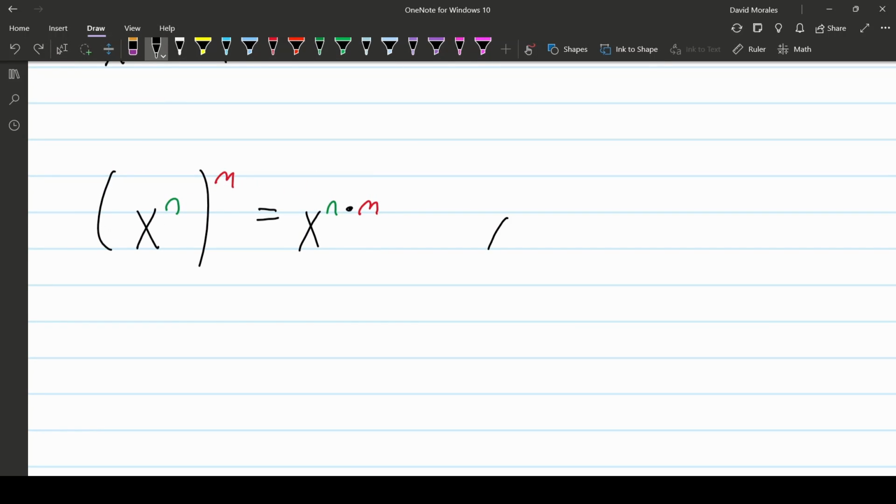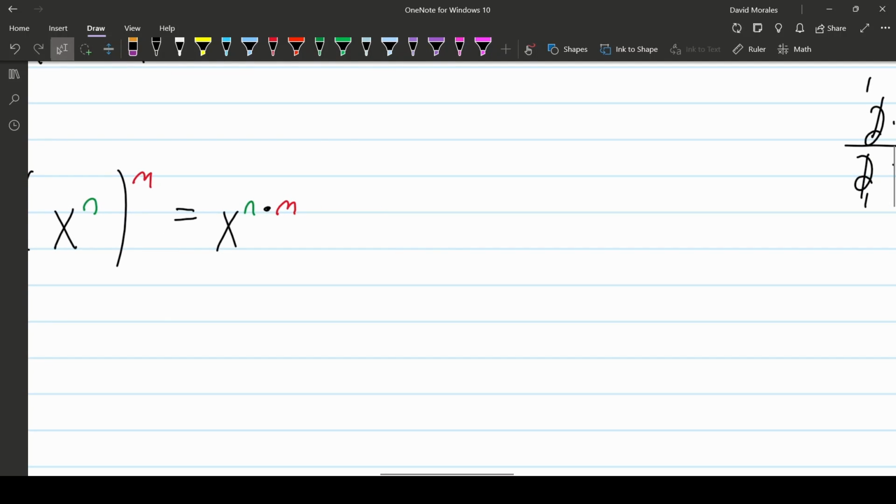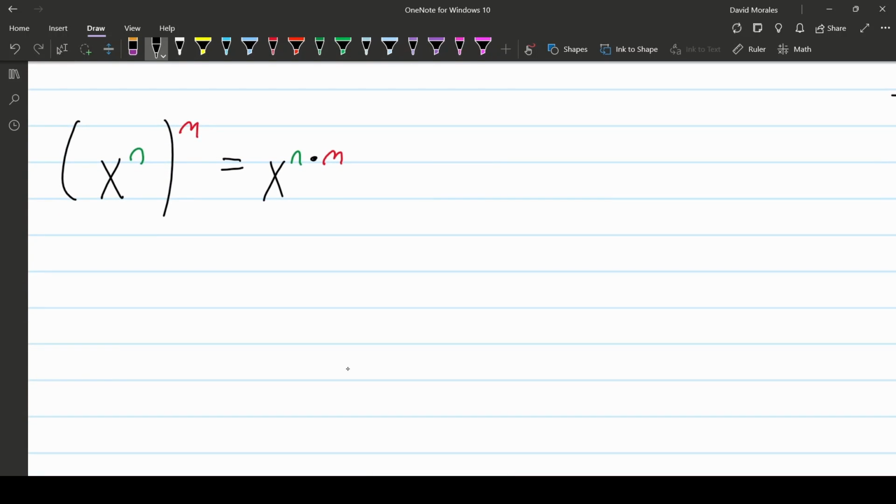You might even see a textbook that'll say x to the mn, right? That's the same thing. So if I had, for example, 3 raised to the second, and then I raise this to the fourth, this is the only time you multiply the exponents. See? And then 2 times 4 is 8, so it's 3 to the 8.